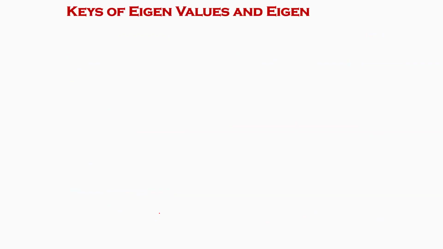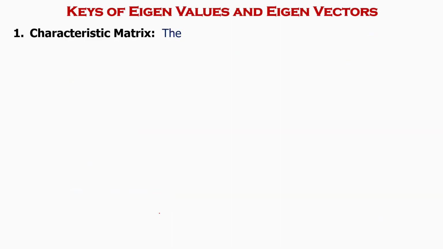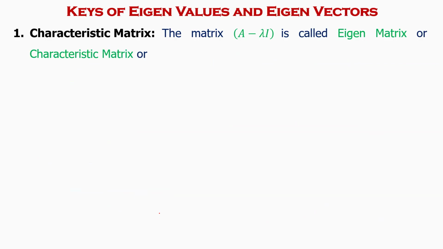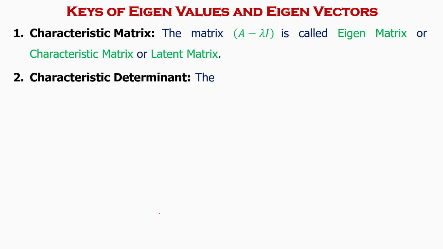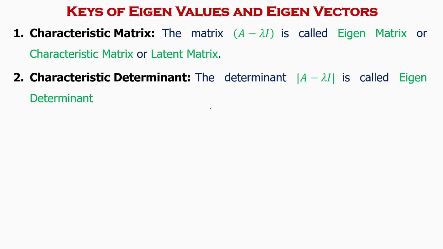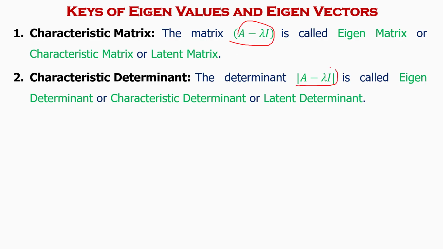Key terms of eigenvalues and eigenvectors. The first thing is the characteristic matrix. The matrix A minus lambda I is called the eigenmatrix, or characteristic matrix, or it is also called the latent matrix. Next, the second thing is the characteristic or eigendeterminant. If we take the determinant of this characteristic matrix, determinant of A minus lambda I is called the eigendeterminant or characteristic determinant or latent determinant.